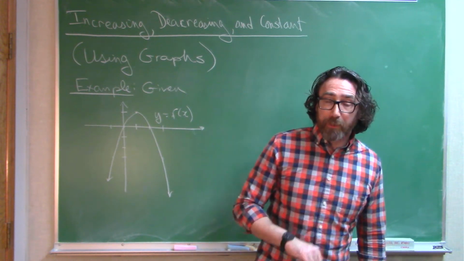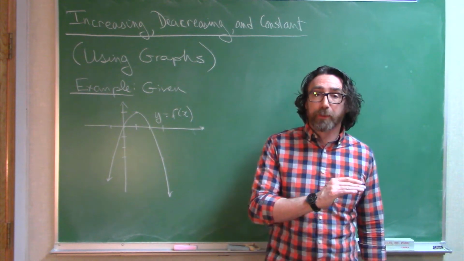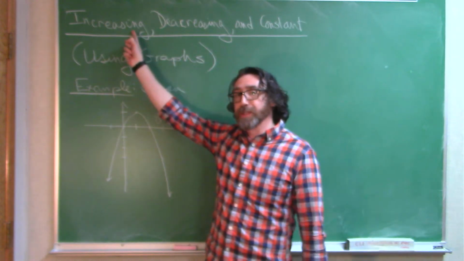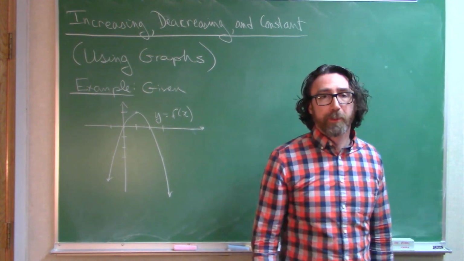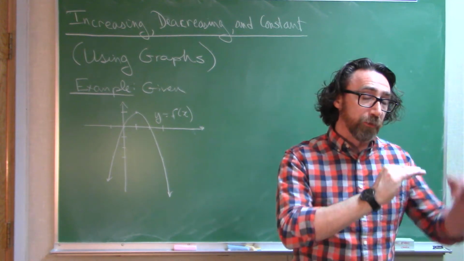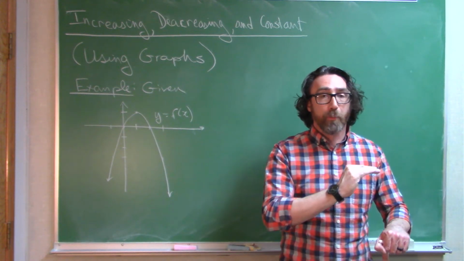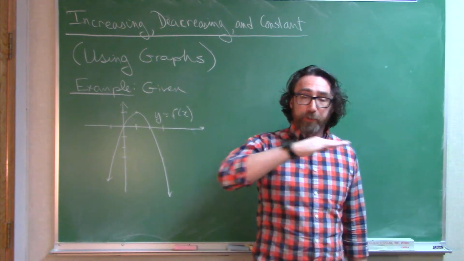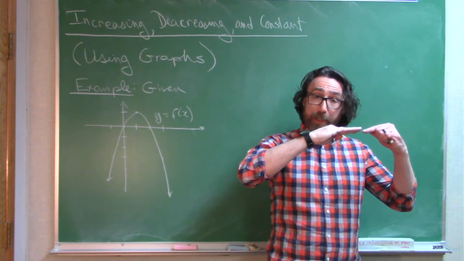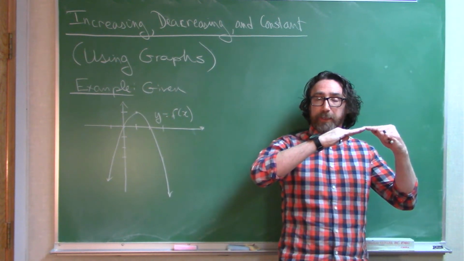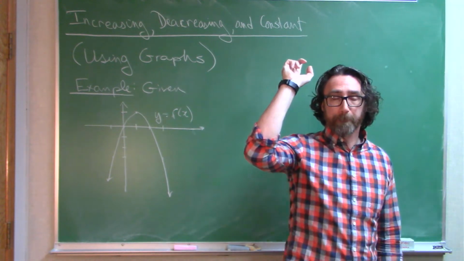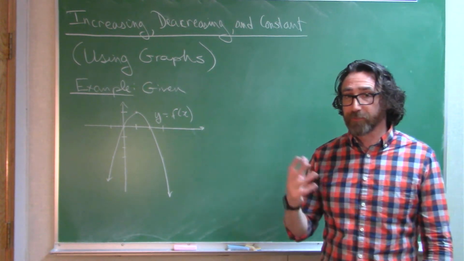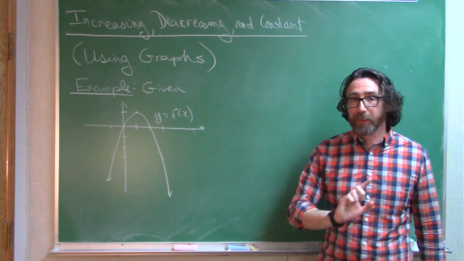So, if an increase in the input leads to an increase in the output, we call that an increasing function. If an increase in the input leads to a decrease in the output, we call that a decreasing function. And if an increase in the input leads to no change at all in the output, we call that a constant function. Now all of these have graphical manifestations. You can see it in the picture.